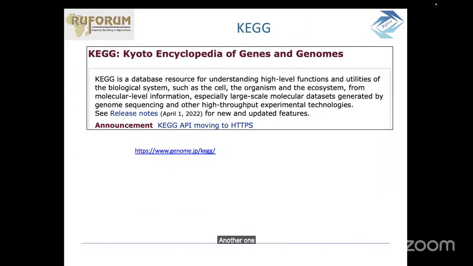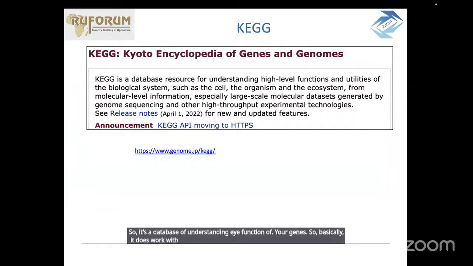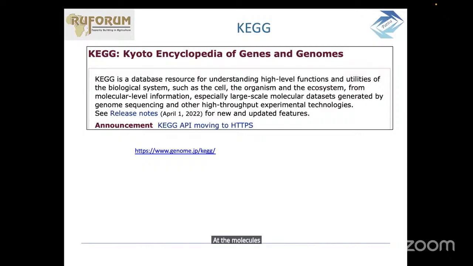Another one is KEGG. KEGG stands for Kyoto Encyclopedia of Genes and Genomes. So it's a database for understanding the function of your genes. Basically, it works with enzymes and other molecules. Again, we have the website where you can go and find out more about KEGG.